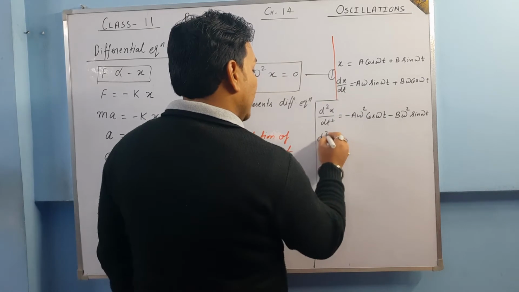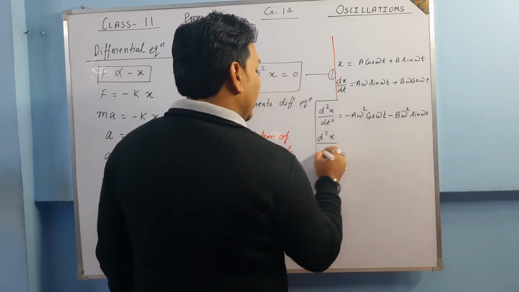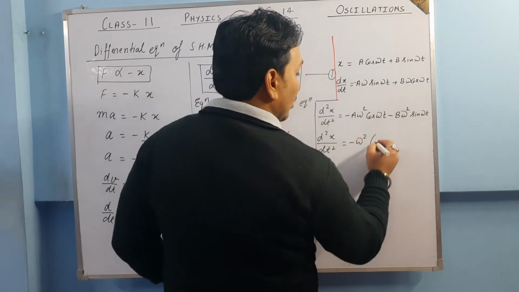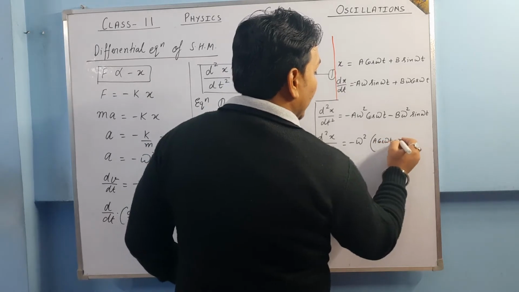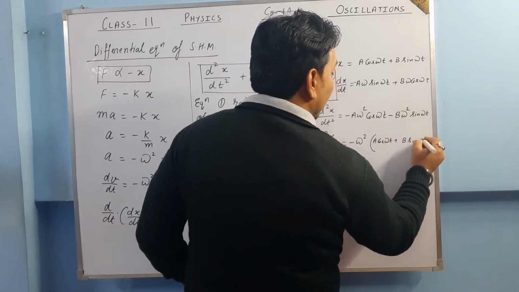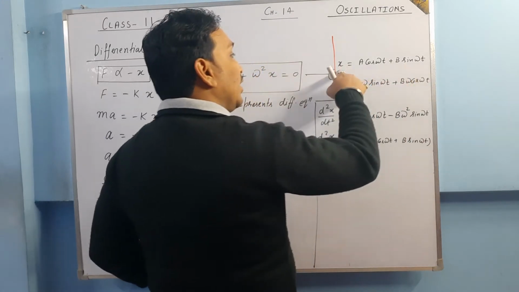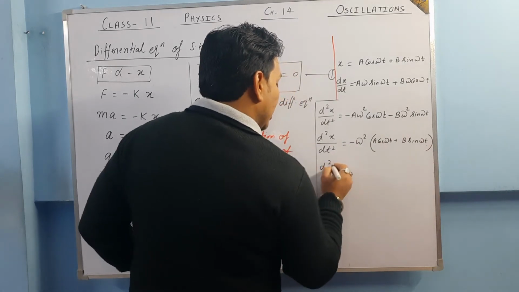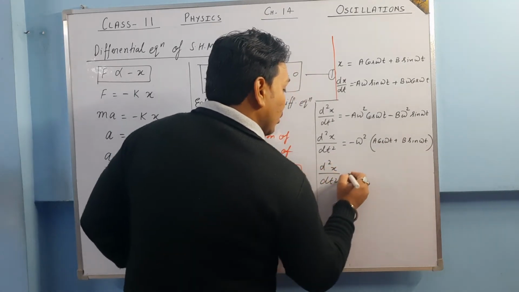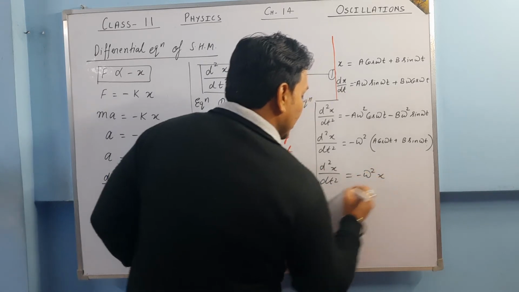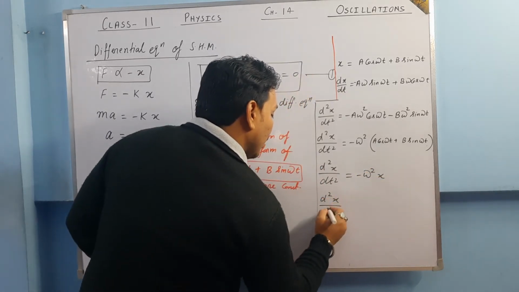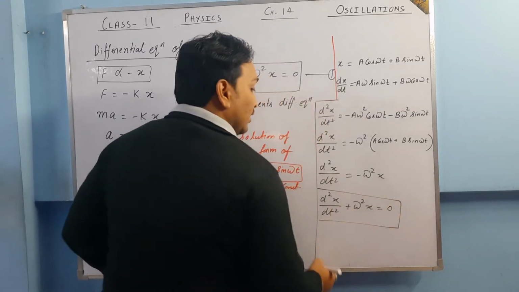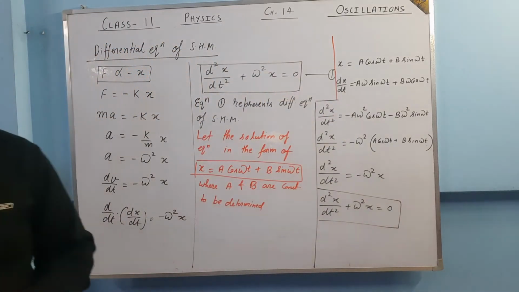Now what I can do, just see, d square x upon dt square is equal to, if I take minus omega square common, I am going to have A cos omega t plus B sin omega t, which is assumed as x. So in place of this, we can write x. So d square x upon dt square is equal to minus omega square x, or we can write d square x upon dt square plus omega square x is equal to 0. And this is the same as equation number 1.